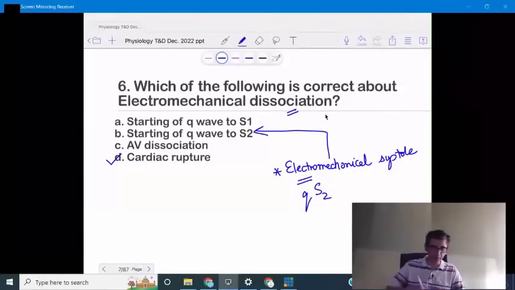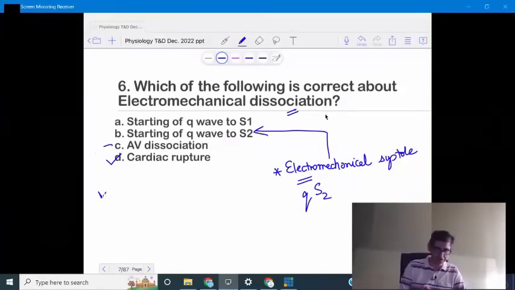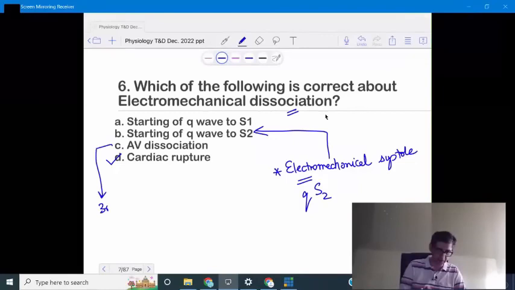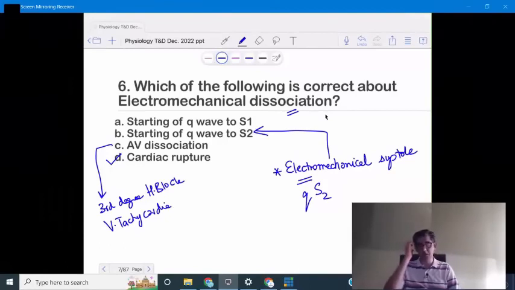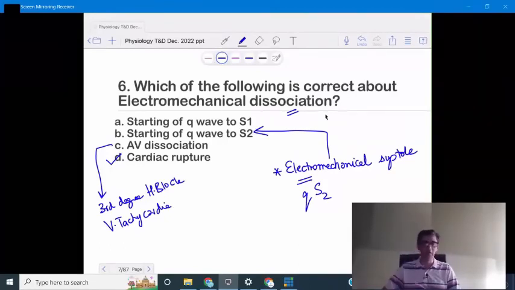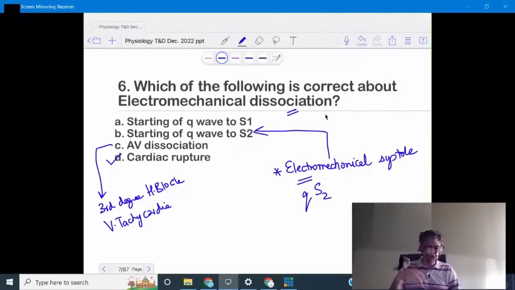AV dissociation is a term basically used to represent third degree heart block. AV dissociation word हम दो बार ही पढ़ते हैं. We read about AV dissociation 2 times. One with respect to third degree heart block, and the second time is with respect to ventricular tachycardia. Those are two situations where we read about it. Yup, I think most guys have got it correct.